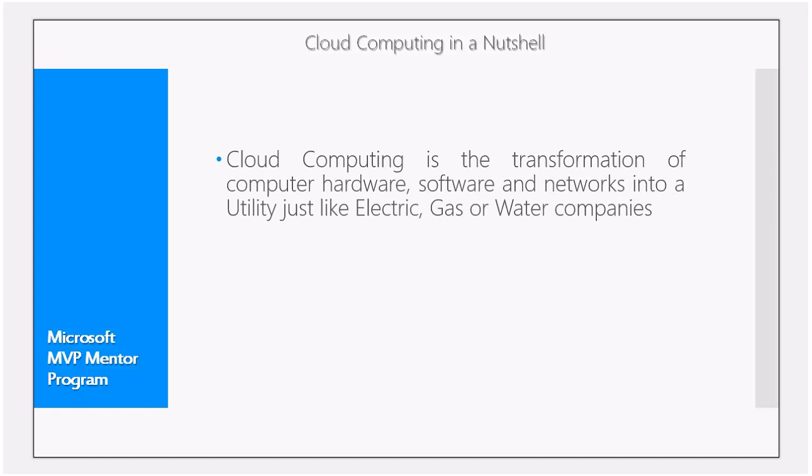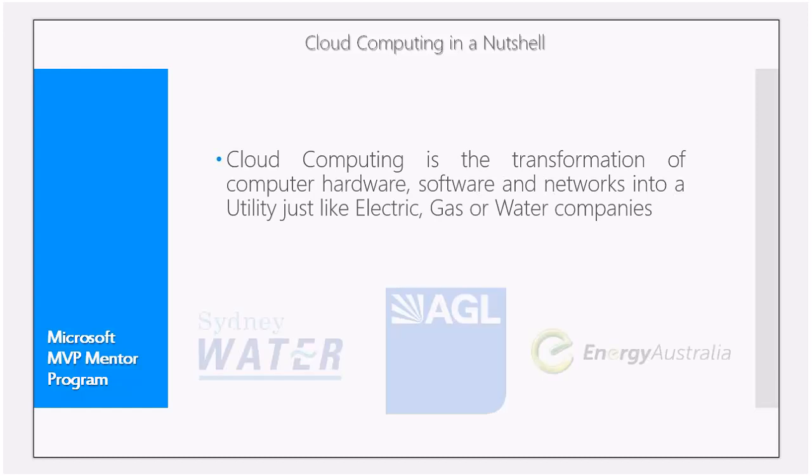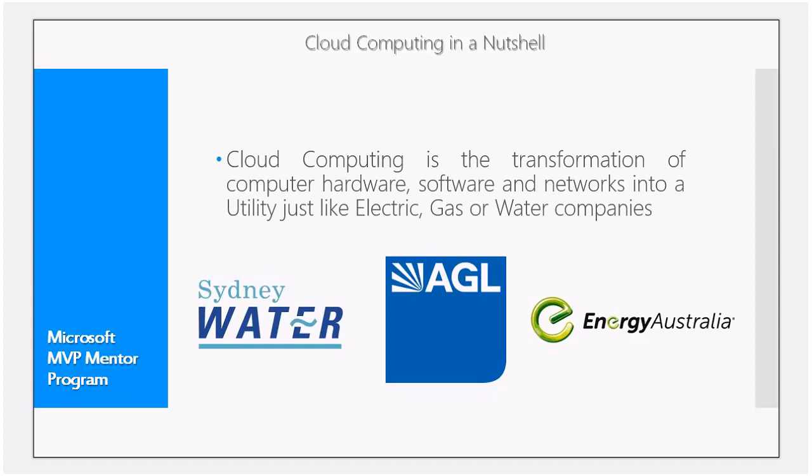So what is cloud computing in a nutshell? Well, like I said before, it's utility. It's a transformation of computer hardware, software, and networks into a utility, just like the electric, gas, or water companies. Here I have the logos of Sydney Water, AGL, and Energy Australia, for instance. And what does this have to do with the cloud? Well, a public utility provides services to a lot of people. You pay as you go, and at the same time you benefit from the services that this company provides. That's the metaphor, or the example, I want to give you. It's a utility that you can use in terms of hardware, software, or computing resources.